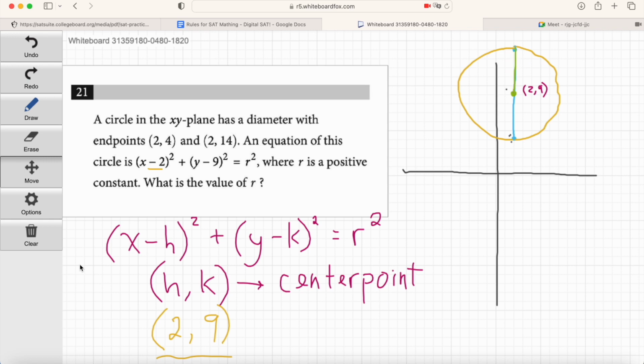So we can count how many units that is, right? Let's count it together. That's 1 unit, 2, 3, 4, 5. And I think that's our answer. R is 5. The radius is 5. Does that make some sense, Tanner? Why did you say 6? Was that kind of just a visual estimation sort of guess?